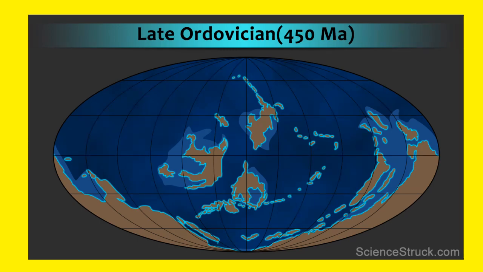But first we have to look at the Earth around the Ordovician. This is the late Ordovician, around 450 million years ago. On Earth, this huge landmass in the southern part would have been called Gondwana. These are continents like South America, Africa, Antarctica, India, and parts of Asia that were on Gondwana. So that would be all those countries that would be in Gondwana.